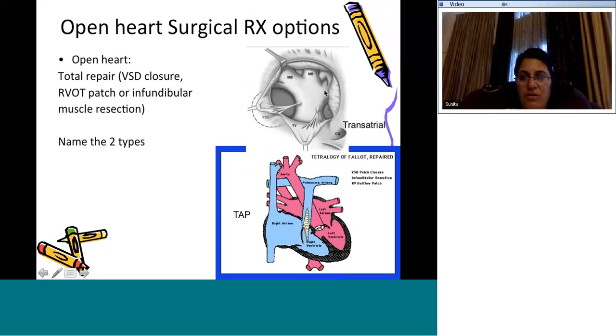So now the surgical option for tetralogy of Fallot, the total correction, would be VSD closure, right? You close the VSD and you have to open up the pulmonary stenosis. So what are the two types of open heart surgical procedures for tetralogy? What are the two approaches?